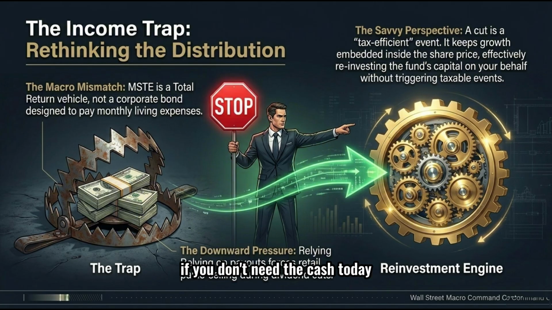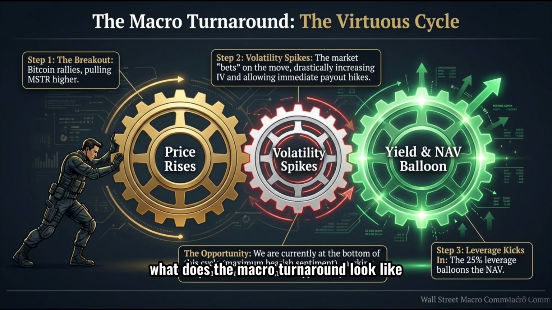If you don't need the cash today, you should view a dividend cut as the fund reinvesting in itself on your behalf. What does the macro turnaround look like? It starts with a Bitcoin breakout. As MSTR begins to climb, its volatility will naturally spike as the market bets on the move. This allows the fund to raise its rent payout almost immediately. Simultaneously, the 25% leverage starts to work in your favor, ballooning the NAV.